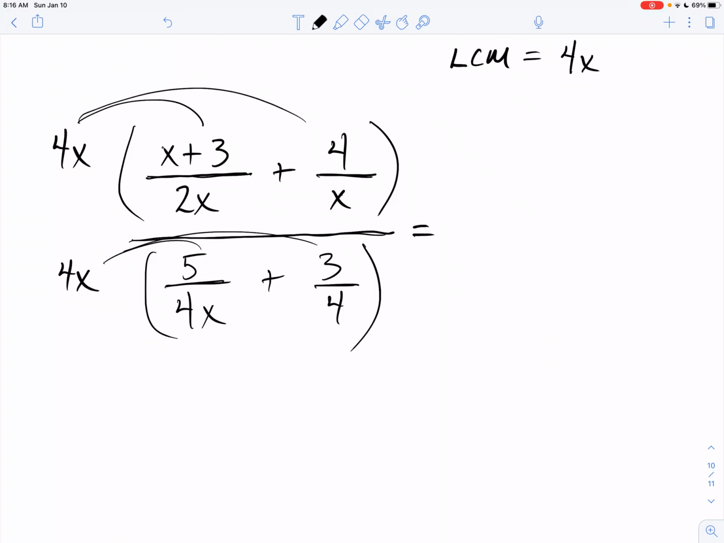See, I have a 2, and I have a 4, and I have a 4. What is the least common multiple just for the numbers? It's a 4. But I got an x, I got an x, I got an x. You've got to use an x then to get rid of that guy. But let's see how this shakes out.